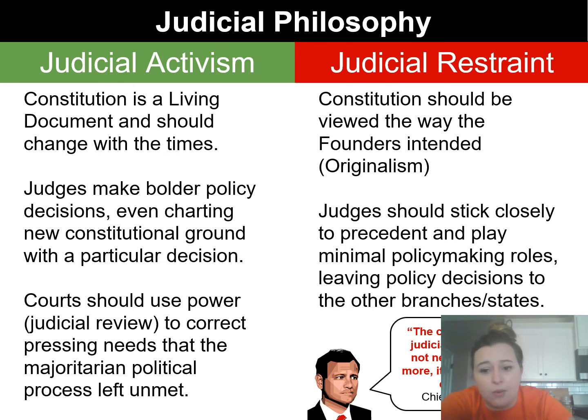That's how we know what the founders intended. We shouldn't be reading between the lines. Someone who practices judicial restraint believes that judges need to stick closely to precedent. Precedent are those previous decisions that previous courts have made, and they should play a minimal role in policy. Now, oftentimes judges who practice judicial restraint are called conservative judges.